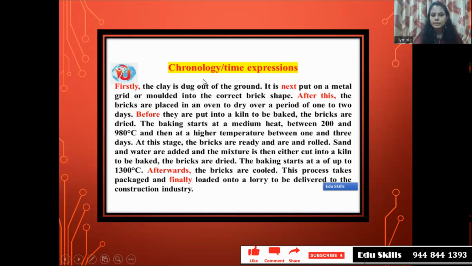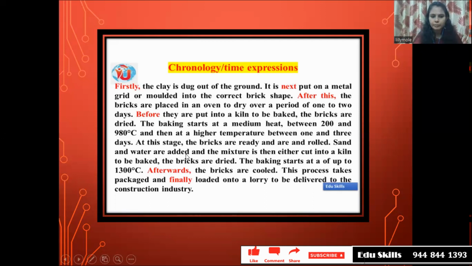So first they will dig the clay, and then the next thing is that they are putting it in the metal grid or molding it to the correct brick shape. After this, two things are finished. They are going to tell the next step. After this, the bricks are placed in an oven to dry over a period of 1 to 2 days. Then, before the next idea, they are put into the kiln to be baked. The bricks are dry. The baking starts at medium heat.